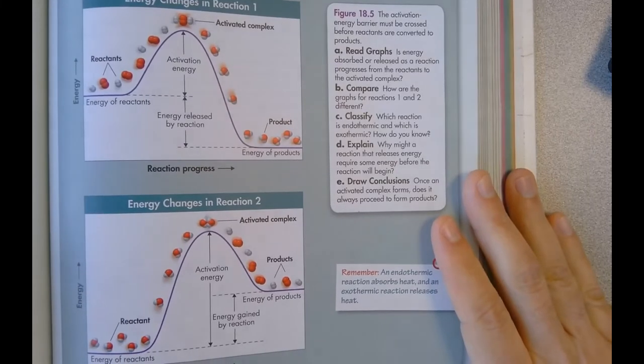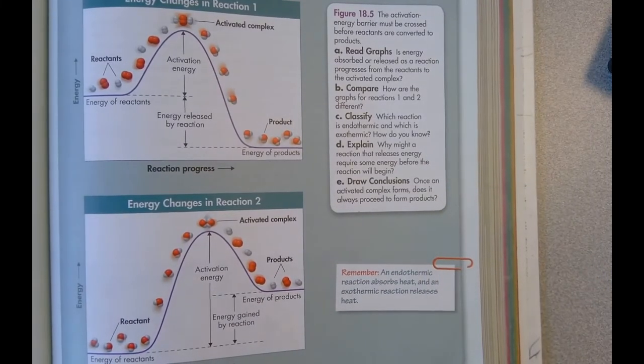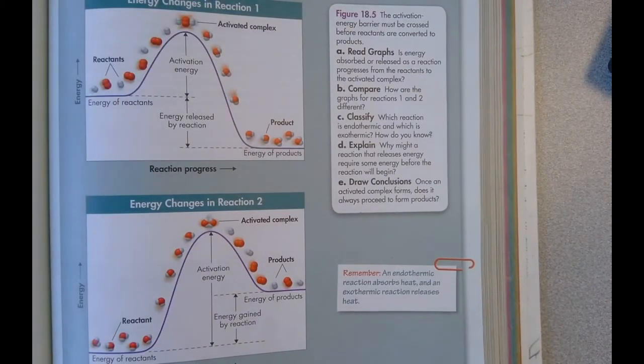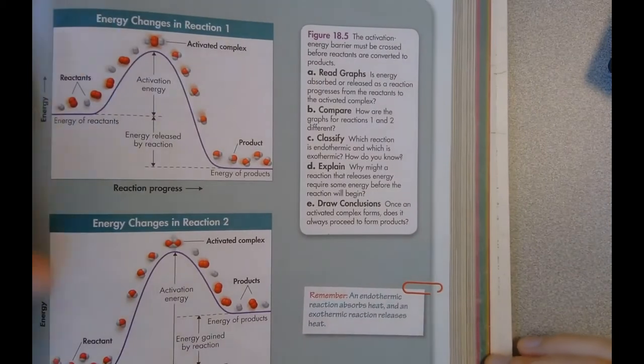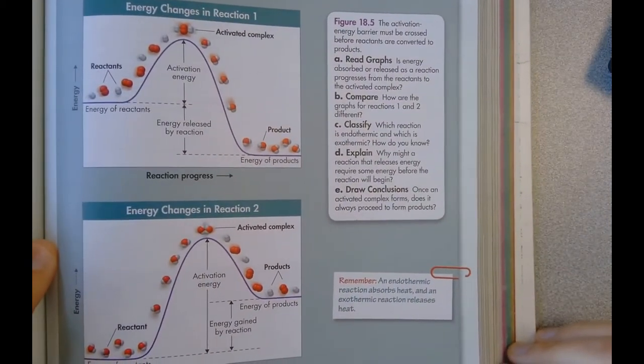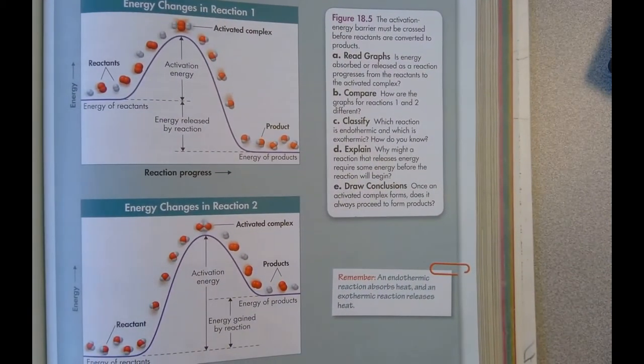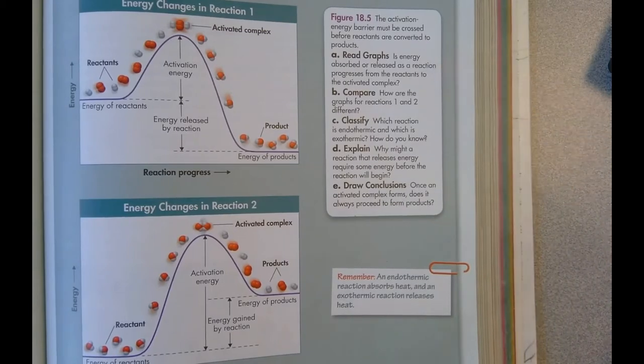All right, finishing up real quick with interpreting graph stuff, right? This is figure 18.5, page 597 in the book, or PDF thing, however you're doing that. Looking at these, they want us to interpret graph stuff a little bit. So we read the graphs. Is energy absorbed or released as a reaction progresses from reactants to activated complex?